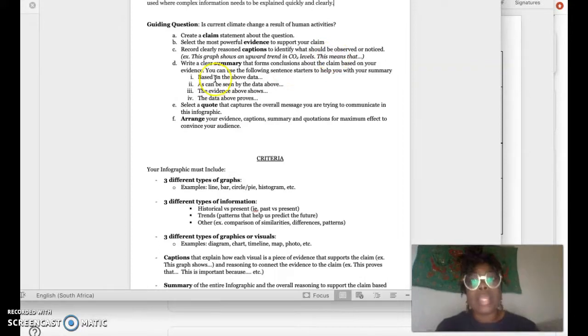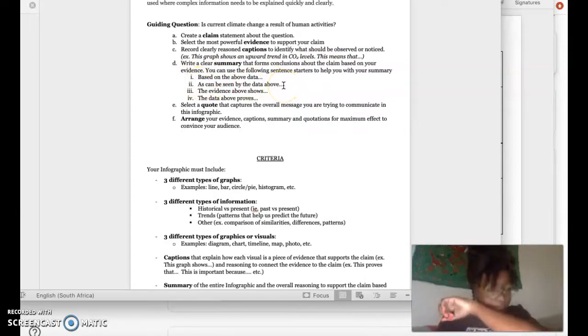All right, so write a clear summary that forms conclusions about the claim based on your evidence. You can use the following sentence starters to help you with your summary. So based on the above data, as can be seen by the data above, etc.